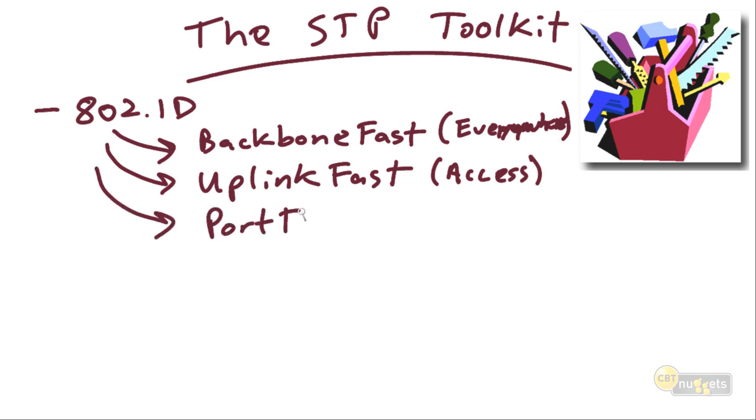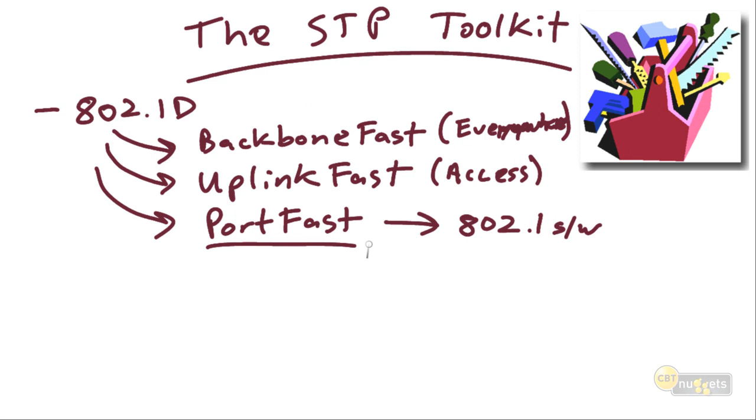And with Port Fast, this is going to actually live on in an 802.1w type of environment as well. So while we only use Backbone Fast and Uplink Fast with classic Spanning Tree Protocol, Port Fast is the first of these technologies that lives on in the new Spanning Tree environments. Port Fast is used on our access ports.